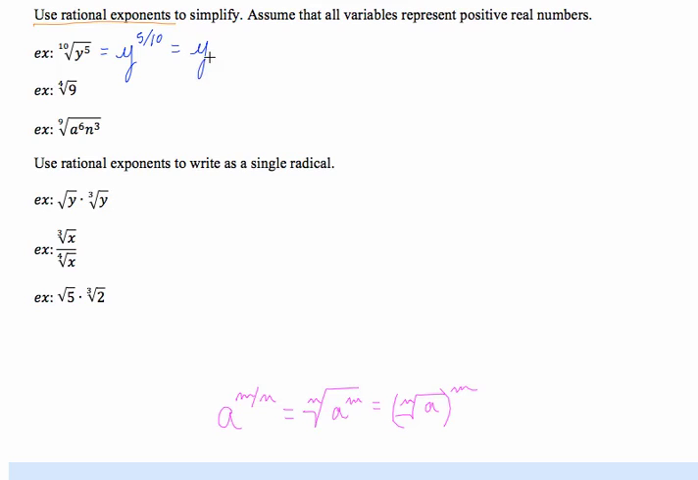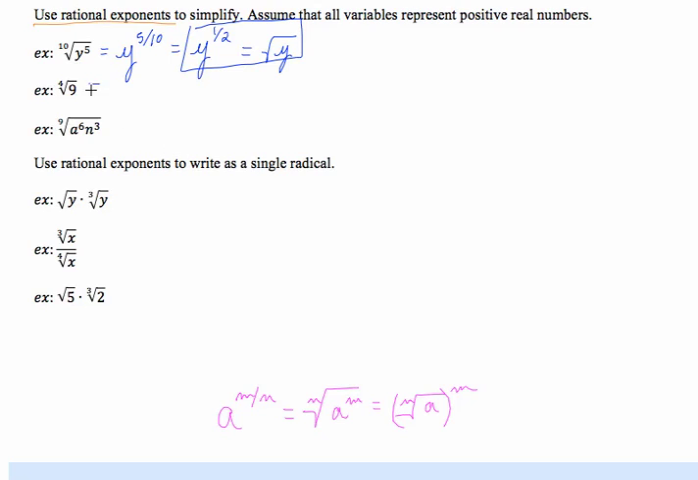Okay, and now let's simplify. 5/10 is equivalent to 1/2. So you could write it like that. That's pretty simple. Or you could reconvert this into a more simple radical, which is just the square root of y. So that was an easy way to simplify using exponents. So let's do another one.